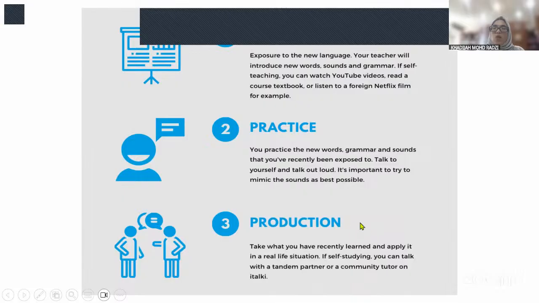After that, once you reach the production part, take what you have recently learned and apply it in a real life situation. For example, if you're self-studying, we have apps these days. If you have no friends to practice the language with, we can use apps like Tandem, or even ChatGPT. You need to be exposed to the language, you need to practice using the language, and you need to use the language, not only in the class, but definitely outside of the class, in order to become a good language learner.